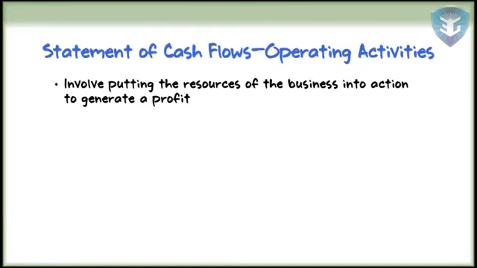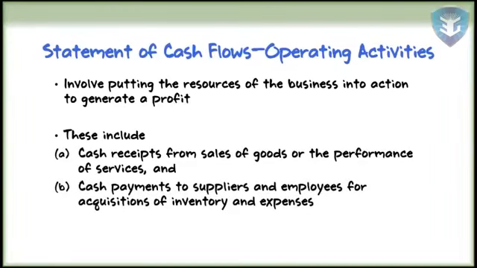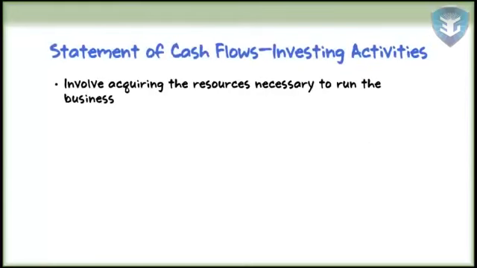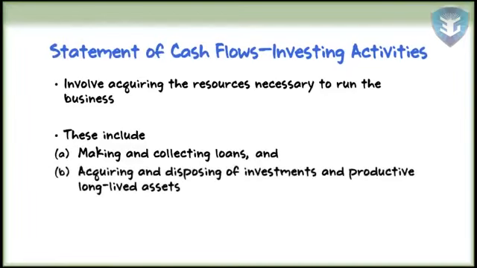Operating activities involve putting the resources of the business into action to generate a profit. These include cash receipts from sales of goods or the performance of services, and cash payments to suppliers and employees for acquisitions of inventory and expenses. Investing activities involve acquiring the resources necessary to run the business. Resources owned by a business are called assets. Investing activities include making and collecting loans and acquiring and disposing of investments and productive, long-lived assets.